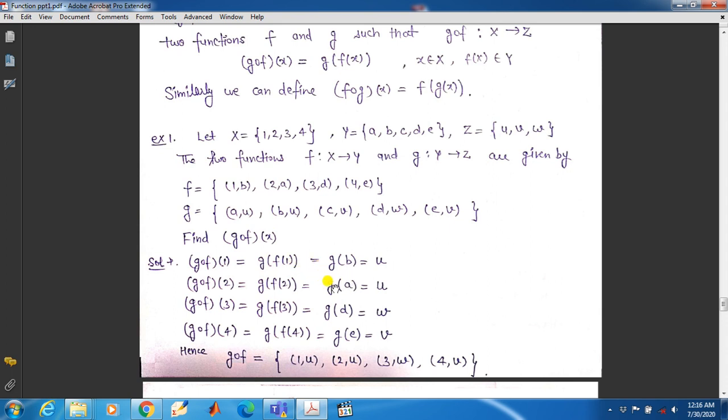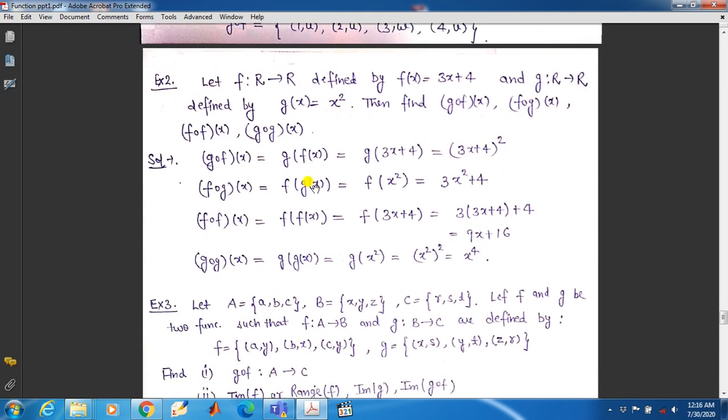For g(a), you need to go to the function g. g(a) is again u. So g(f(1)) is u, g(f(2)) is u. Similarly, find it for the elements 3 and 4; they are w and v. So what will be the g o f function now? 1 is mapped to u, that means (1,u). 2 is mapped to u, (2,u). 3 is mapped to w, (3,w). And 4 is mapped to v, (4,v). So this is the composite function g o f.